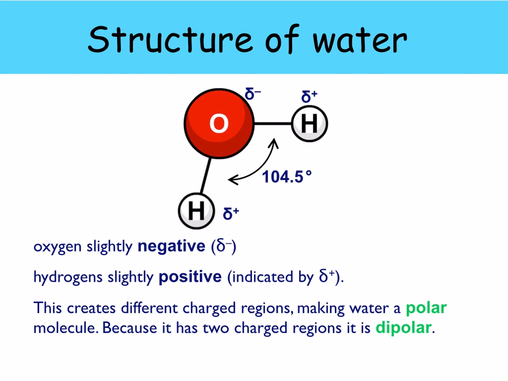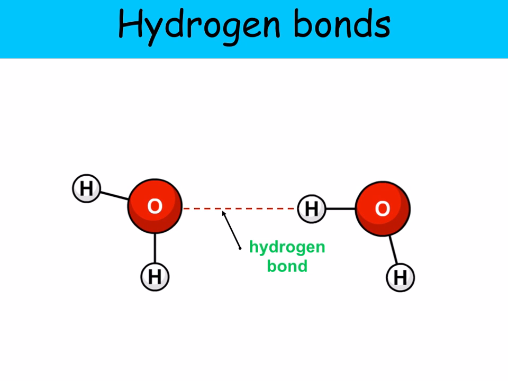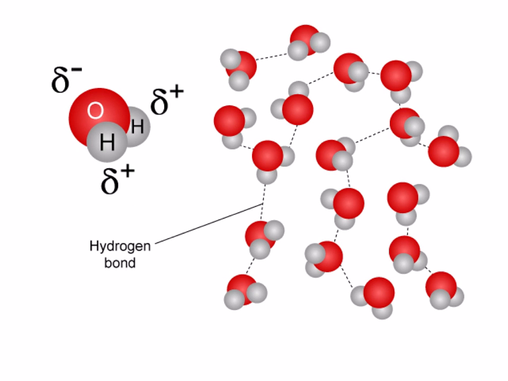This creates different charged regions in water, making water a polar molecule. And because it's got two charged regions, we call it dipolar. So different poles attract, and therefore the positive pole of one water molecule will be attracted to the negative pole of another water molecule. The attractive force between the opposite charges is called a hydrogen bond. Now, each hydrogen bond is quite weak, but if you've got numerous hydrogen bonds, it makes water a very stable structure.